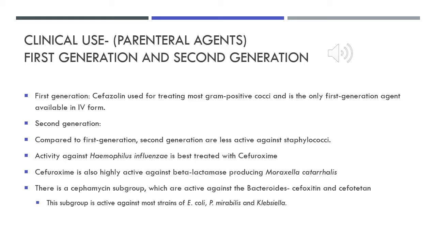There's also in the second generation a cefamycin subgroup, which are active against the Bacteroides. That would be cefoxitin and cefotetan. And when I say against the Bacteroides, that means that they're active against most strains of E. coli, Proteus mirabilis, and Klebsiella.